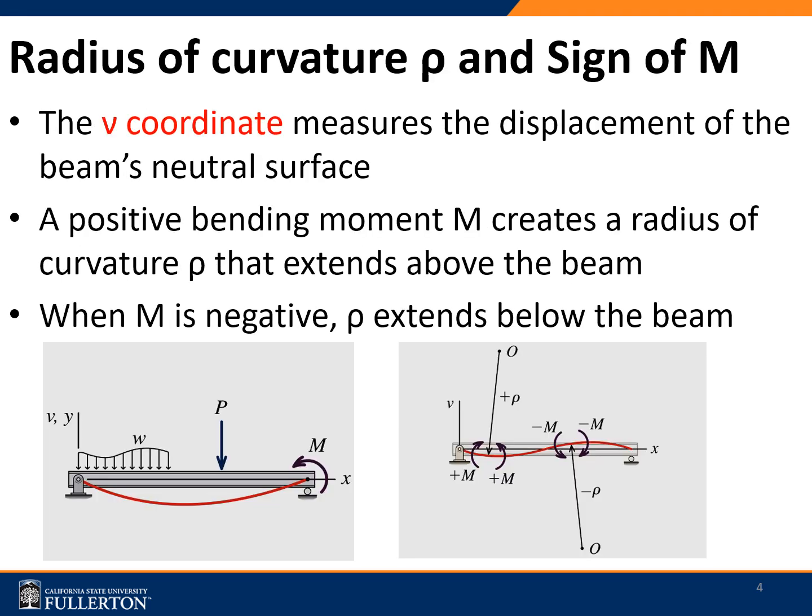Now, let's try to understand the coordinate system here. So we could consider a simply supported beam. We could see that in this particular case, we are using a positive bending moment because the compression is on the top and the tension is on the bottom. So the sign of the bending moment creates directional changes in the stress.